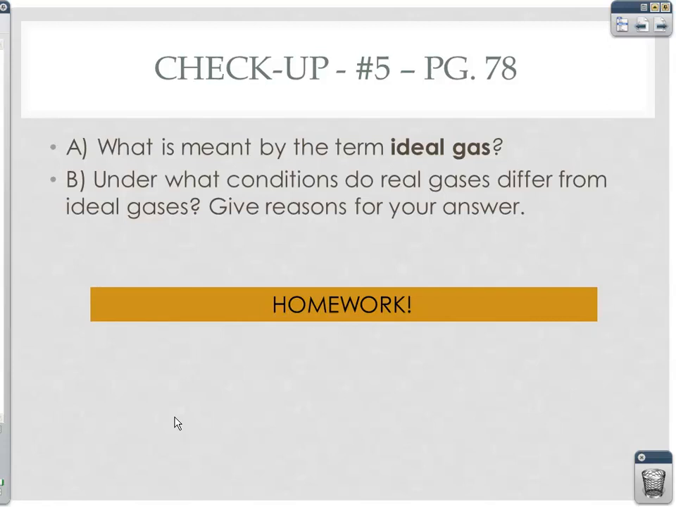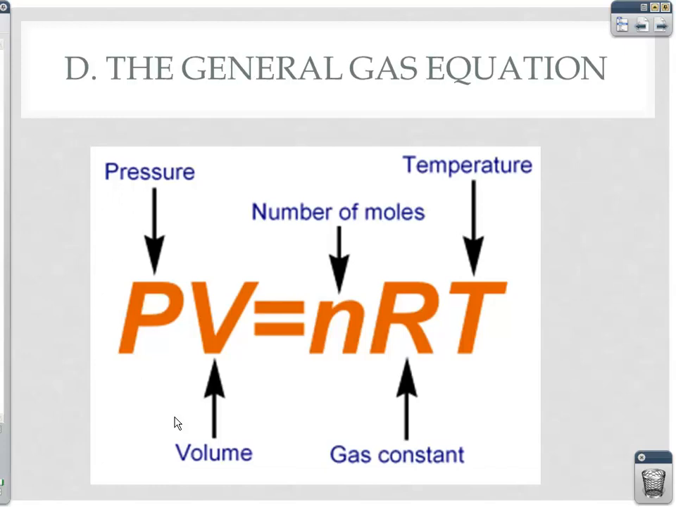Alright, so homework question number 1. What is meant by the term ideal gas? And then under what conditions do real gases differ from ideal gases? Give reasons for your answer. This is a very common question in an AICE exam.